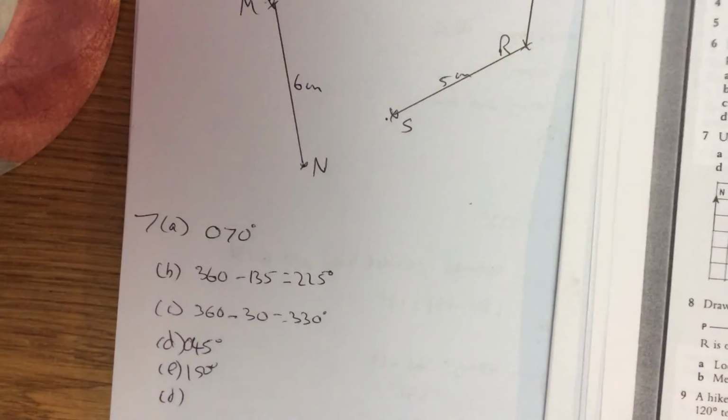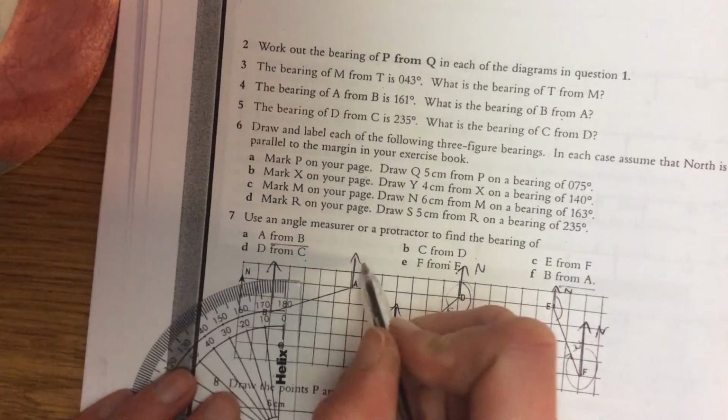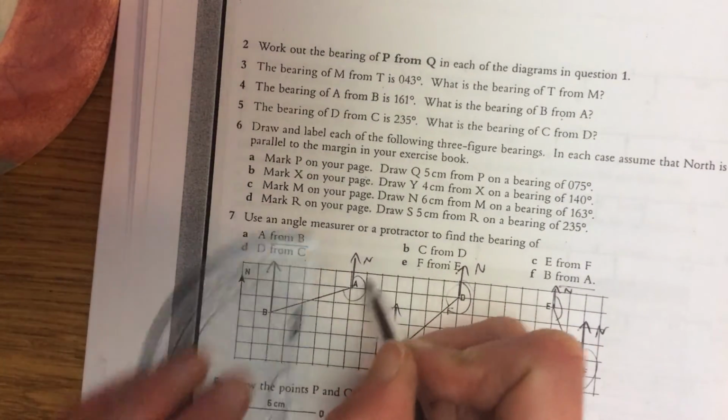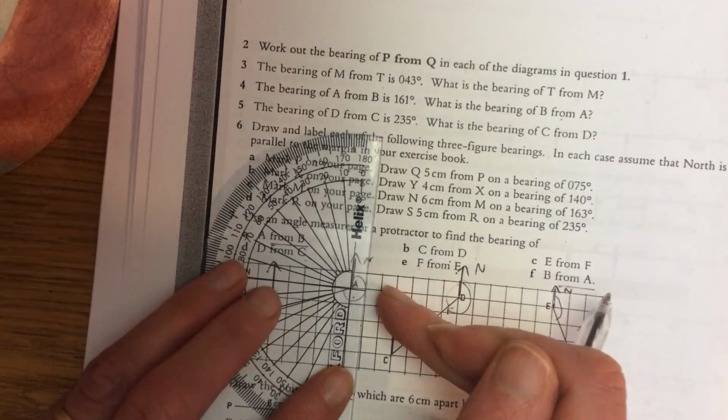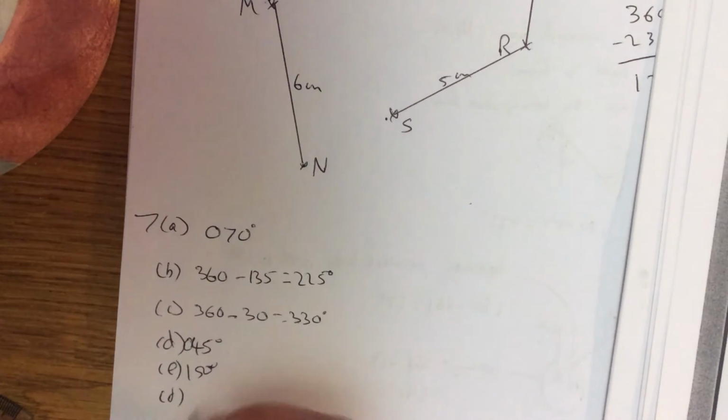And the last one, from A. So north sign goes at A. I want this angle, which I can't get, so I'll do the backwards angle, which is 110. So it's 360 minus 110, 250 degrees.